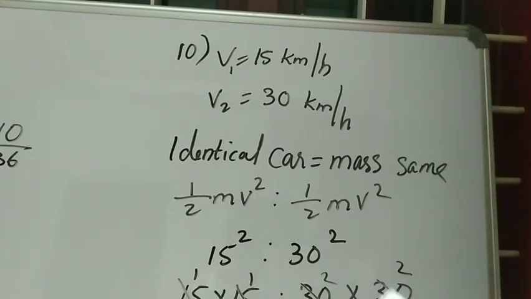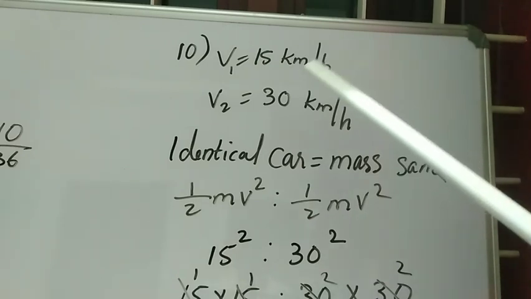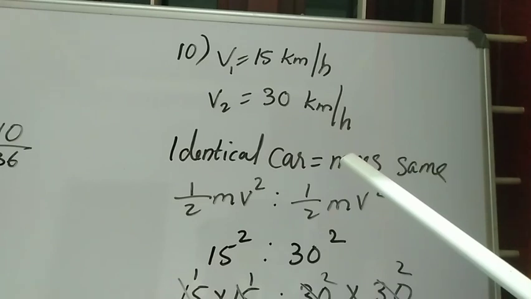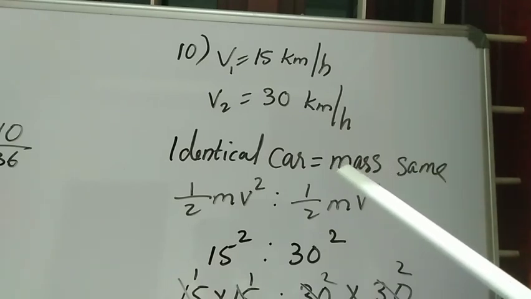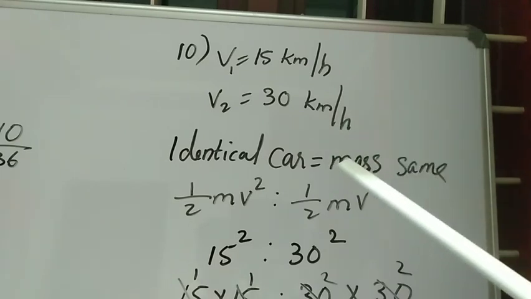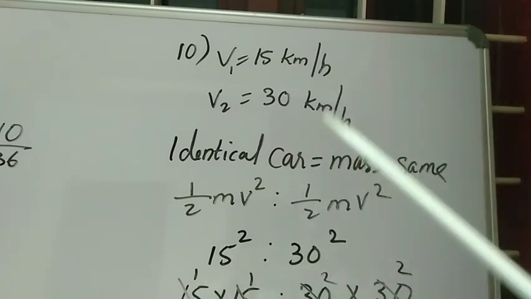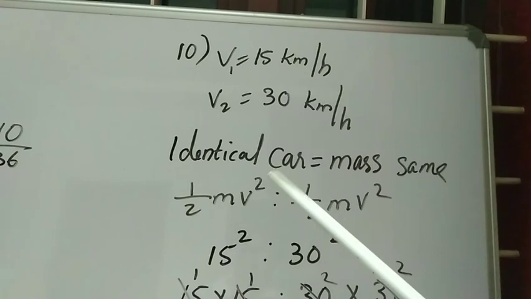Next question number 10. A car is moving with a speed 15 km per hour and another identical car is moving with the speed 30 km per hour. Compare their kinetic energy. Here two speeds are given and it is mentioned two identical cars. We are asked to compare.